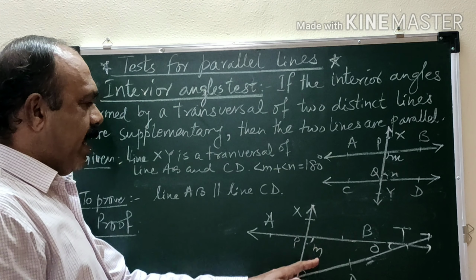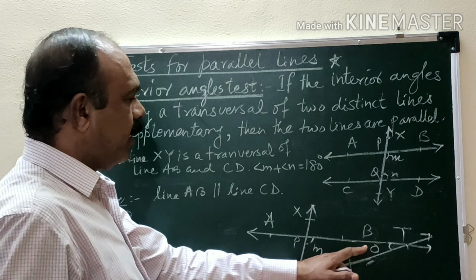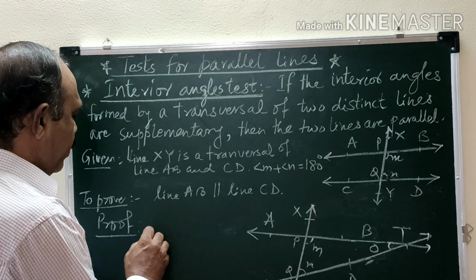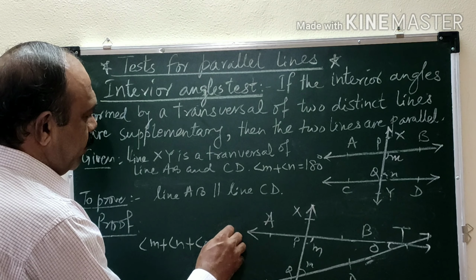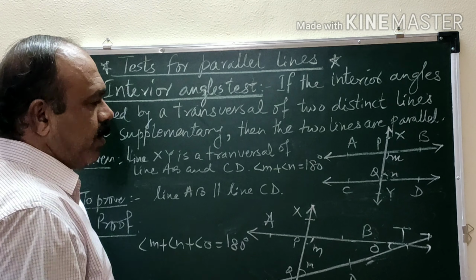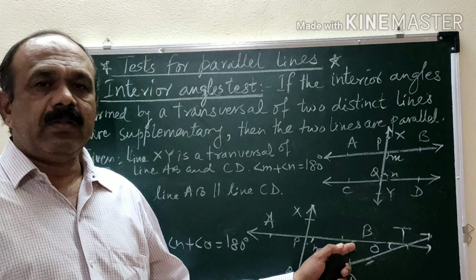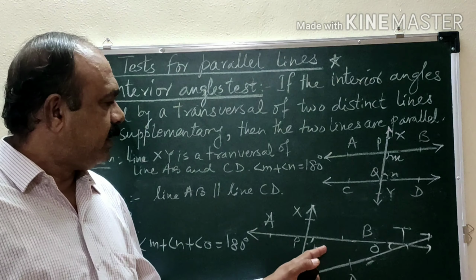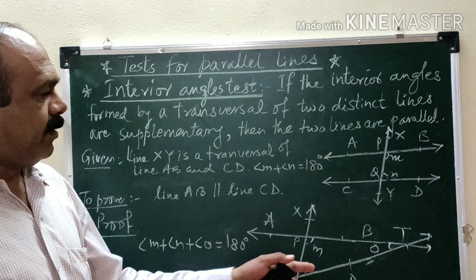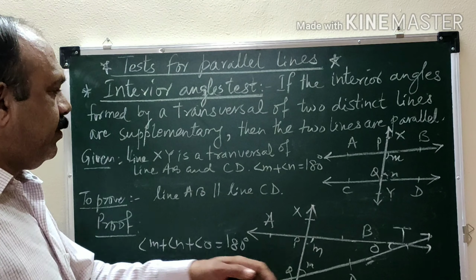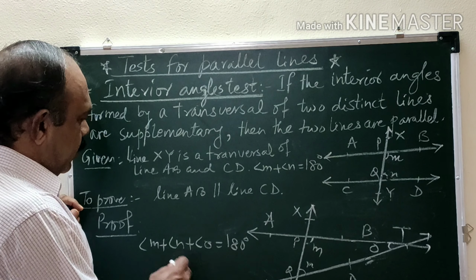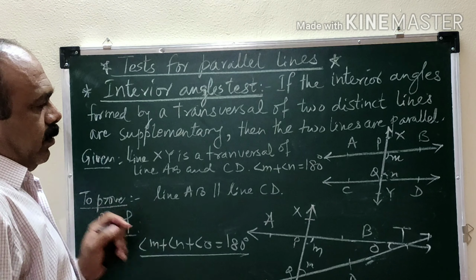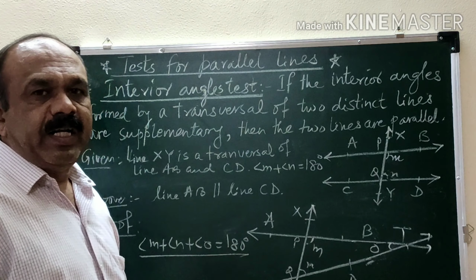In this triangle, angle M plus angle N plus angle O is equal to 180 degrees, because the sum of the measures of all angles of a triangle is 180 degrees. This theorem we have already seen. So using that property we will prove this. Now the sum of these three angles is 180 degrees.